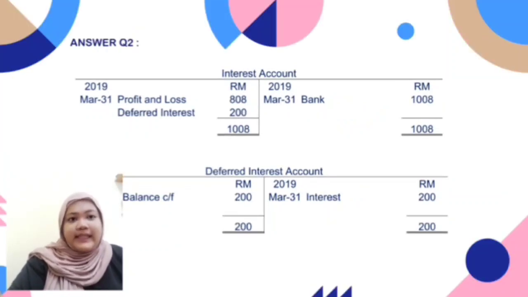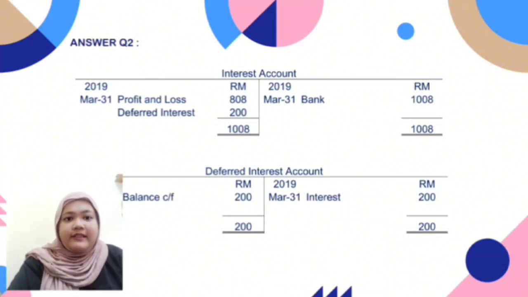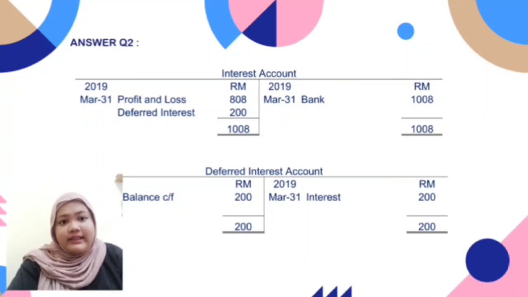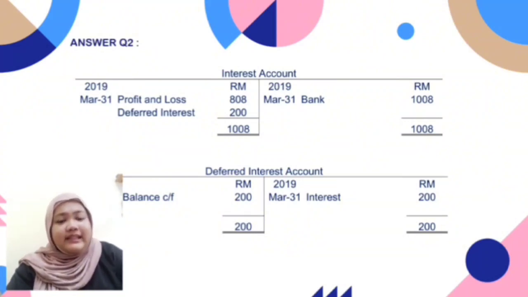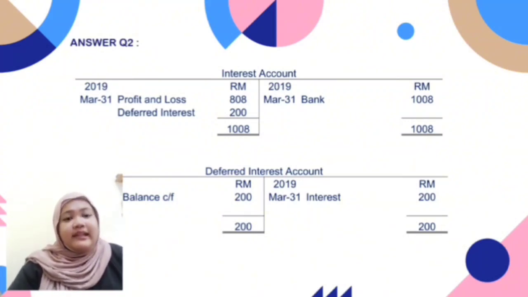Next, we have to open the interest account. For the bank amount of 1,008, same as before, we take it from our trial balance. Then we debit deferred interest, because deferred interest we will deduct from our revenue account. So when our revenue decreases, we will put it on the debit side. And the amount will be 200. We balance it off. The balance is 808. We post it to the profit or loss statement.